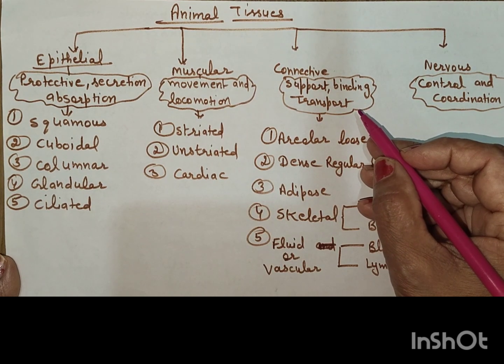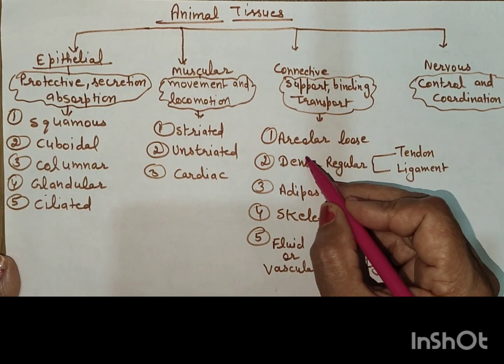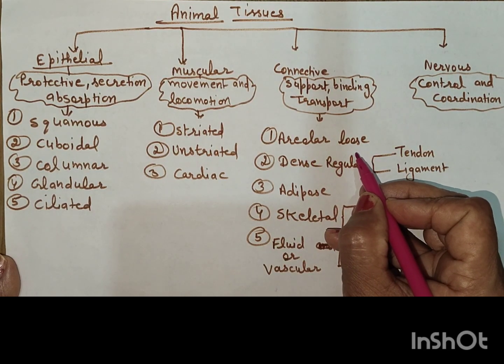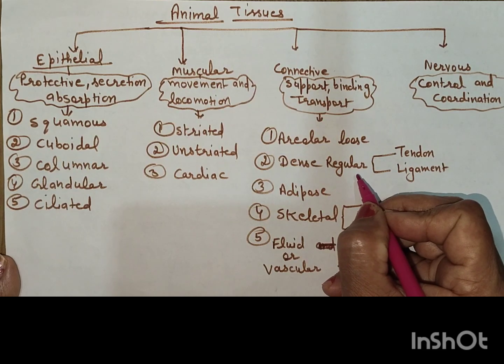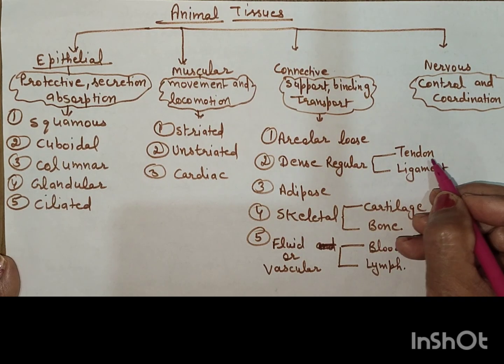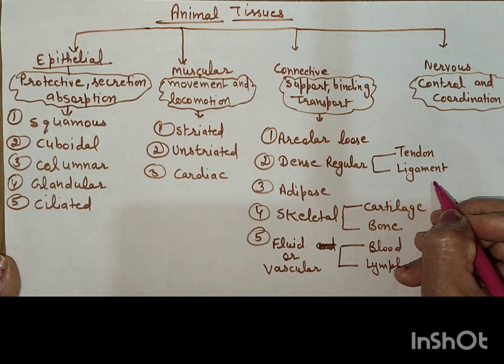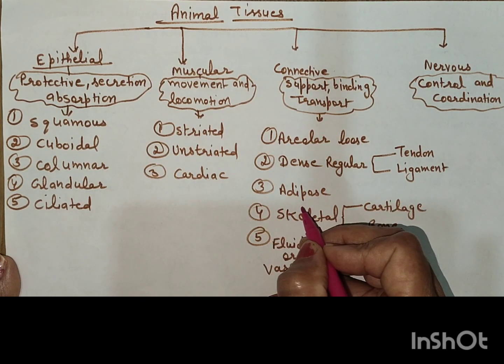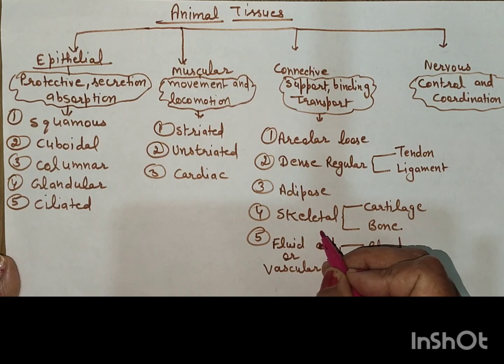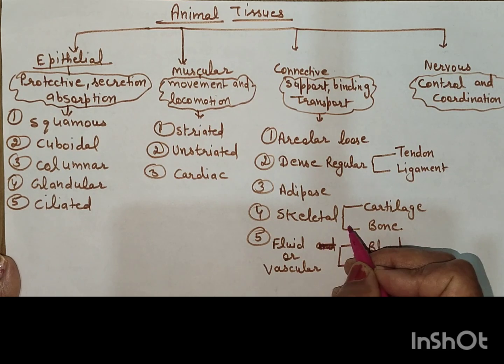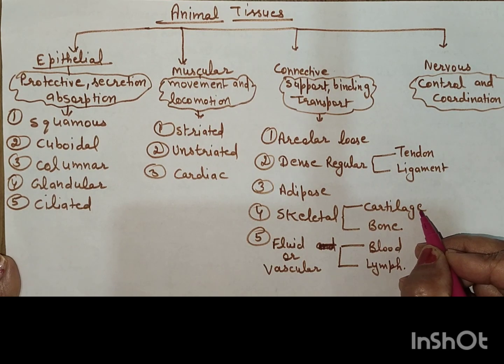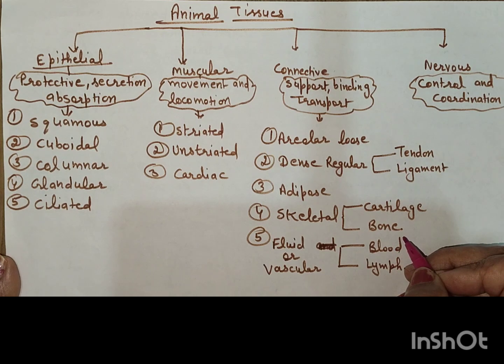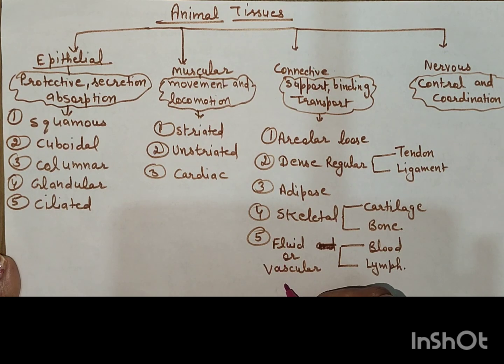Now connective tissue. Connective tissue is of the following types: areolar loose connective tissue, dense regular connective tissue, and this dense regular connective tissue is of two further types: tendon and ligament. Next is adipose tissue. Skeletal connective tissue is of two further types: cartilage and bone. Next is fluid or vascular connective tissue. It is of two types: blood and lymph.